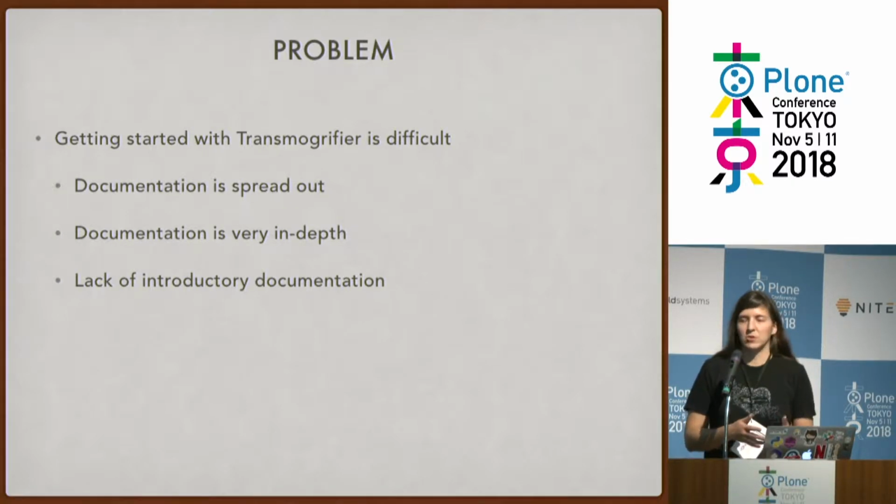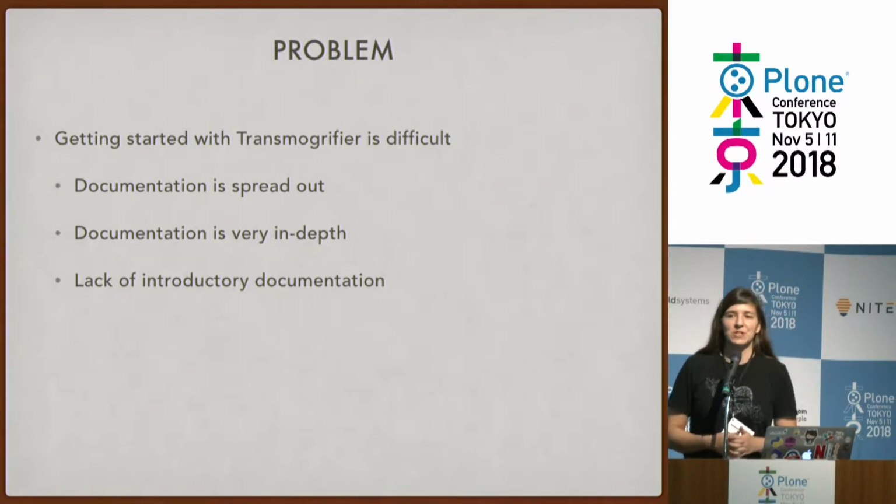So I started learning Transmogrifier a little over a year ago and encountered a problem in that it's very difficult to get started with Transmogrifier. For one thing, there's not much documentation. It's very spread out, and that's just looking through the documentation of the add-on packages like collective.transmogrifier or transmogrify.dexterity. And even that documentation is very in-depth as far as what those packages do themselves. And so I was noticing there's really a lack of introductory documentation for someone that wants to learn how to use Transmogrifier. There's no quick way to get started.